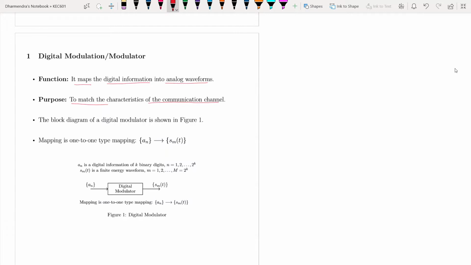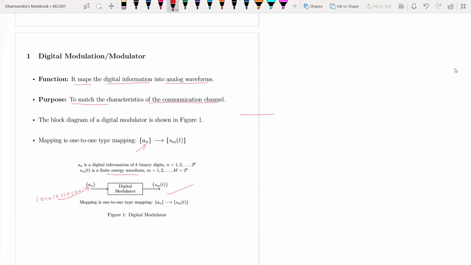Okay, so at the input of the digital modulator is a binary sequence a_n, 10111101100, like this, and this s_m(t) is an analog waveform, a finite energy waveform. So this is the block diagram of a digital modulator. There will be a one-to-one mapping between this binary sequence and this set s_m(t).